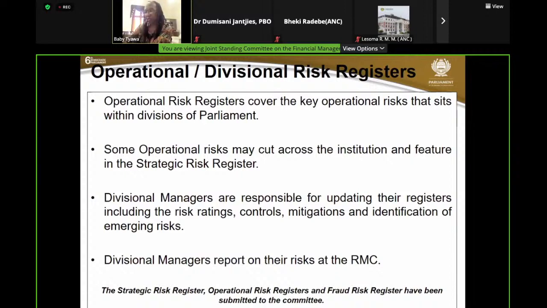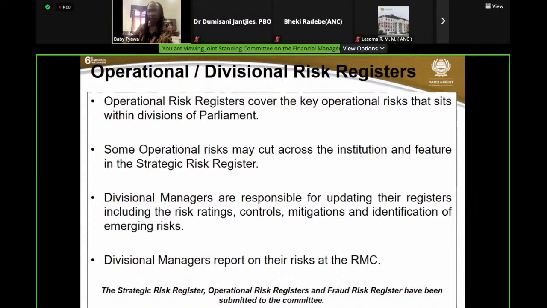I've spoken about the operational risks, and these are the ones that you find at a division level. Of course, some operational risks can move from operational to become institutional risks. Divisional managers are responsible for that. They have to manage those risks as they emanate from their operational plans. As I said, we have a risk compliance officer. We call it a risk manager, risk and compliance, because the two go together.